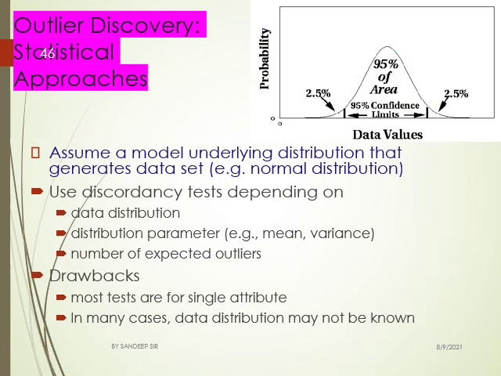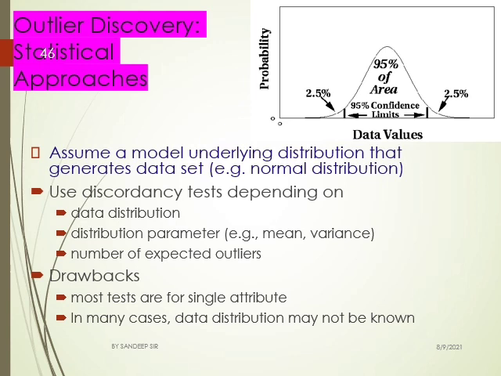There are different statistical approaches which are based on data values. You can see we have taken a 95% confidence limit. That means 5% is left, so it can be 2.5% on the left side and 2.5% on the right side. So this is outlier discovery, how we can do this. You can conduct a discordancy test depending on 3 things: the data distribution, the parameter, that is based on mean and variance, and then you can take the number of expected outliers.